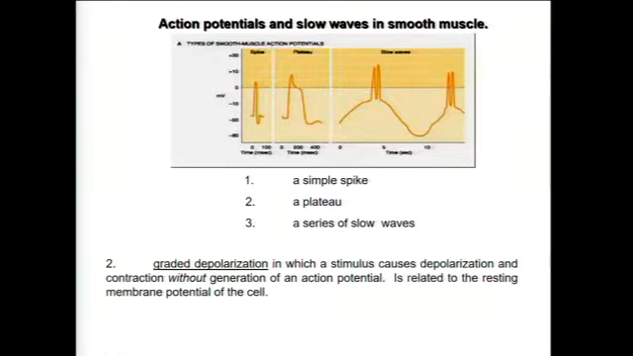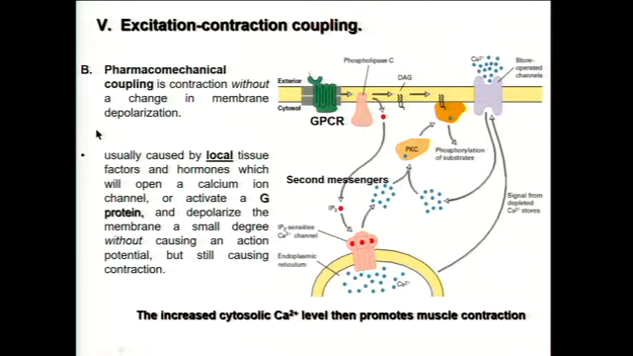What is more important and more unique for a smooth muscle cell is pharmacological coupling. So it's contraction without a change in membrane depolarization. Think of it almost as signal transduction in a smooth muscle cell as a way to elevate calcium. All muscle types need calcium to contract. So this is how a smooth muscle cell will mobilize that calcium. So think about what I said a few times. There's local tissue factors that regulate a smooth muscle to contract.